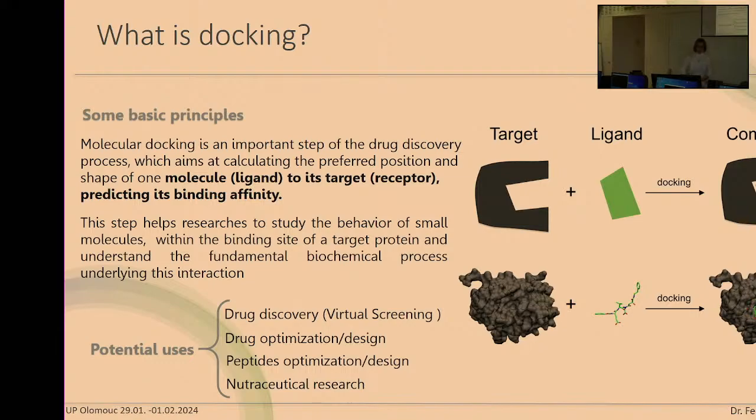So let's have a receptor with a ligand with a certain molecular shape. With molecular docking, we can give the final complex, so the ligand, how it interacts within the receptor. And this kind of process is very important for researchers because when we look at the molecular interaction between the ligand and its target, we can also understand what are the fundamental biochemical processes that underlie the ligand-target interaction and that are needed for the biological activity of the target.